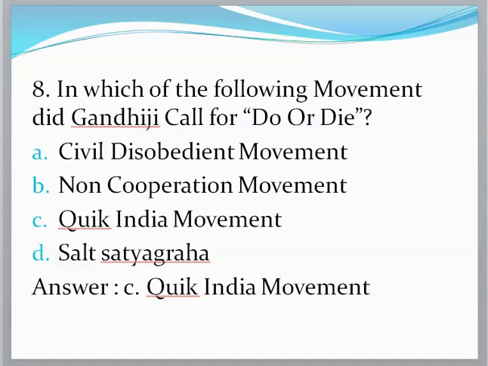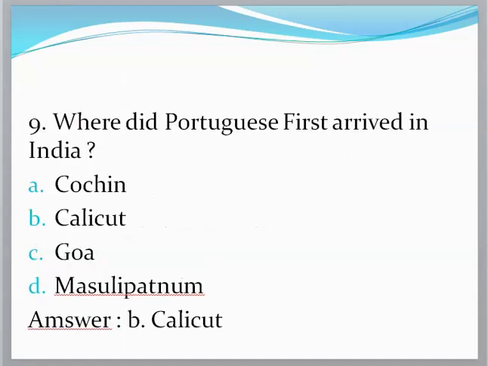Next question. In which of the following movements did Gandhiji call for do or die? A. Civil Disobedience Movement, B. Non-Cooperation Movement, C. Quit India Movement, D. Salt Satyagraha. The correct answer is option C. Quit India Movement.